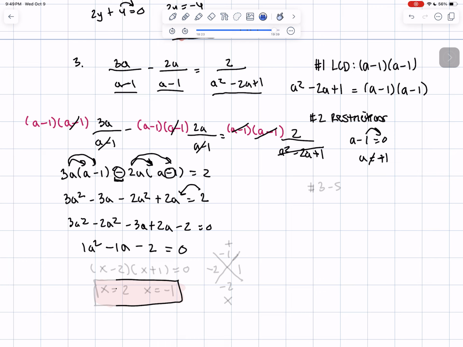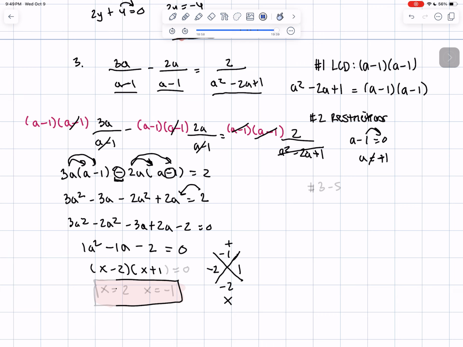So now we're going to factor. We're going to find two numbers that multiply to negative 2 and add to give me negative 1. Well, the only two that I can think of are 2 and 1, but then which one has to be negative? The 2 is going to have to be negative. So now we just simplify that, setting each factor to 0, so it's going to be a equals 2, and a equals negative 1. Well, let's look at our restrictions.